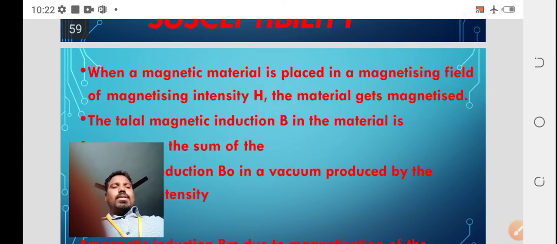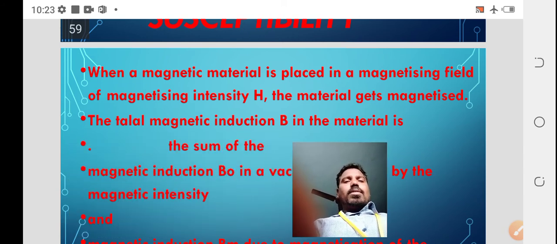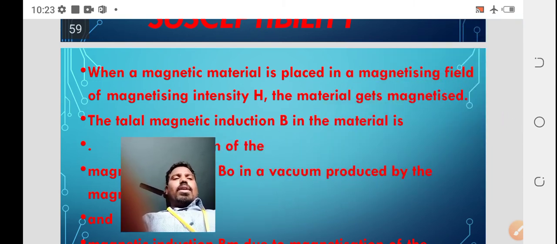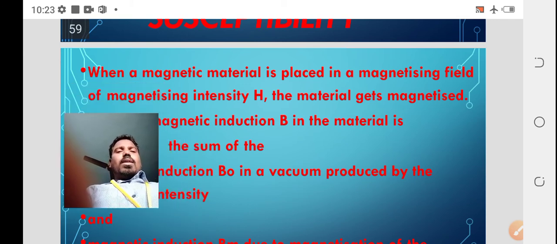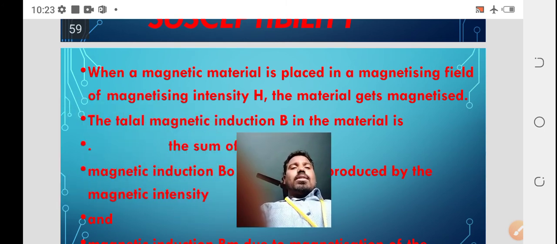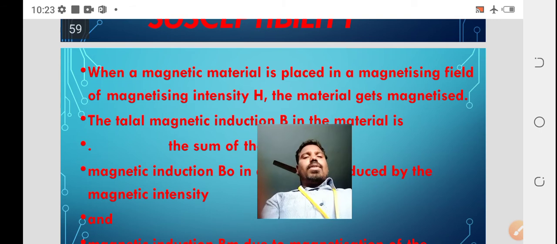When a magnetic material is placed in a magnetizing field of magnetizing intensity H, the material gets magnetized. So whenever you place a material inside a magnetic field, it will be magnetized. The total magnetic induction B in a material is the sum of the following. Due to the magnetic induction, the body will be magnetized.